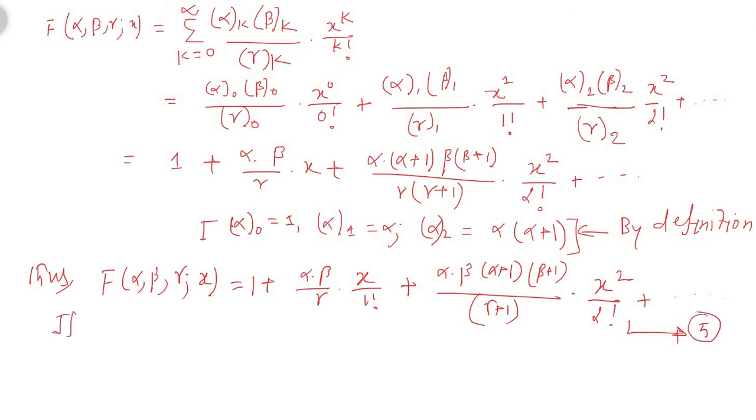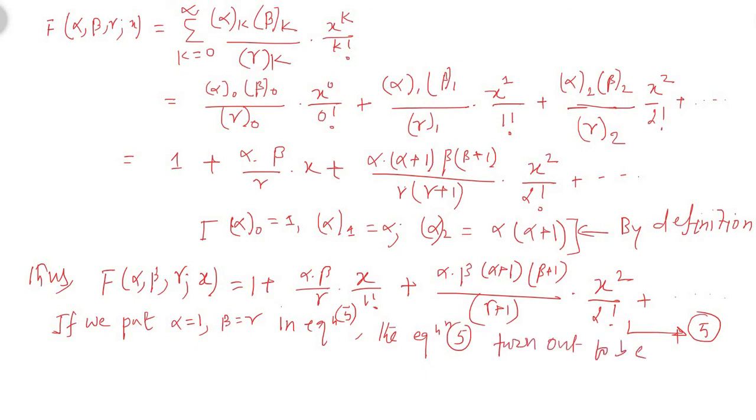If we put alpha is equal to 1, beta is equal to gamma in equation 5, then equation 5 turns out to be f 1 beta beta x is equal to 1 plus x plus x square plus x cubed plus dot dot dot and so on, which is a geometric series.